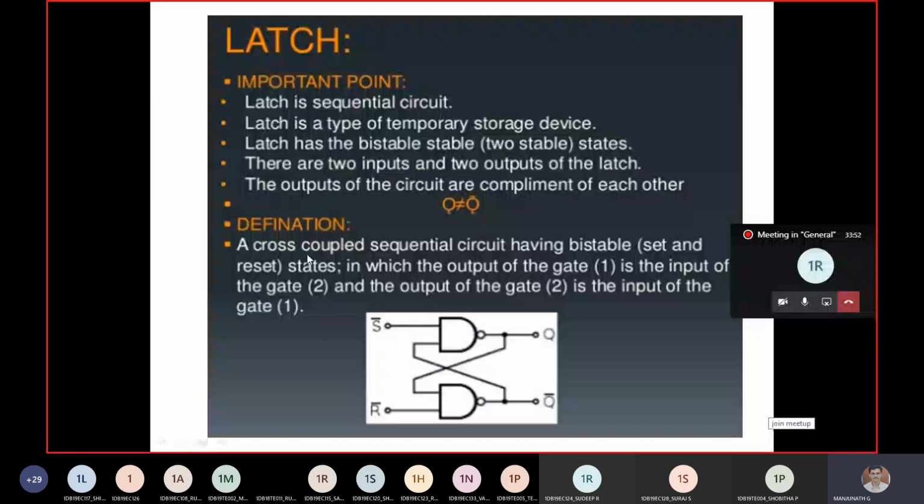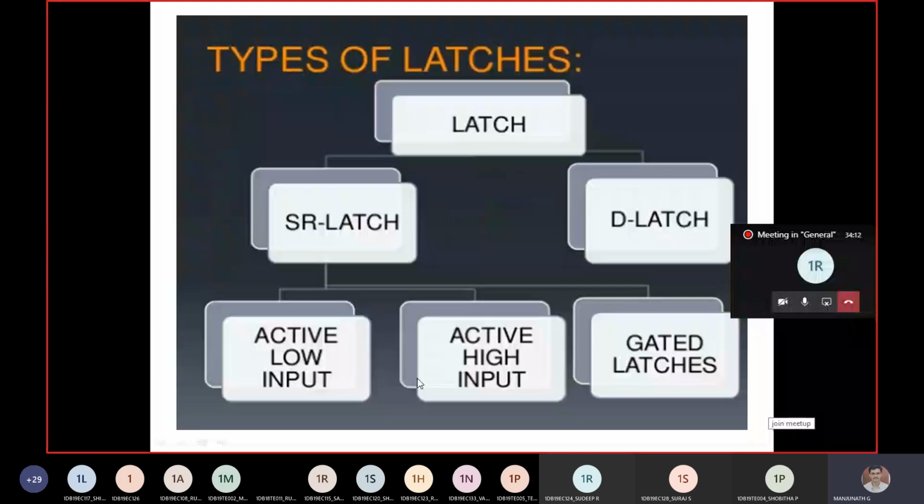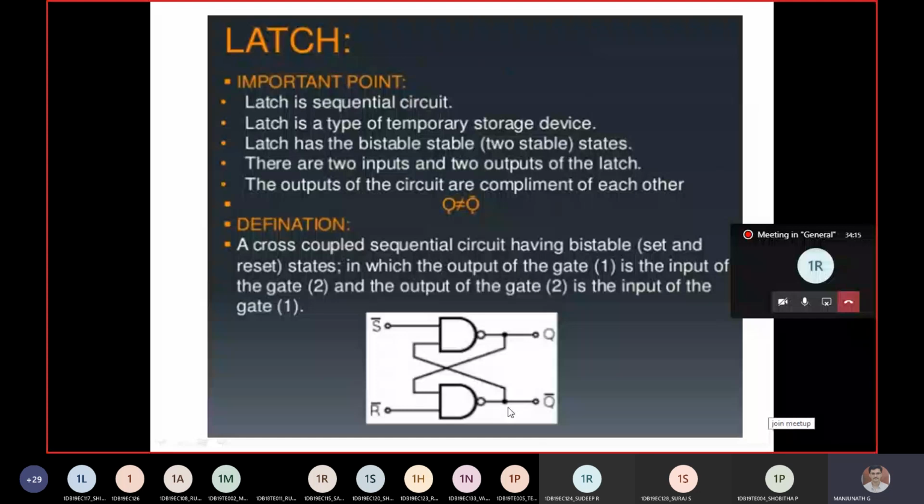So this is what simple things you should remember. I'll just read out the things you can look at there. The cross coupled sequential circuit having a bistable. Bistable means set and reset are the two states we have, in which the output of gate 1 is the input of gate 2. The output of gate 1, your Q1 output, is acting as an input for the other, and similarly vice versa. The output of gate 2, that is this NAND gate, acts as an input for gate 1. That is how the connection should be whenever you connect any latches or flip-flops.